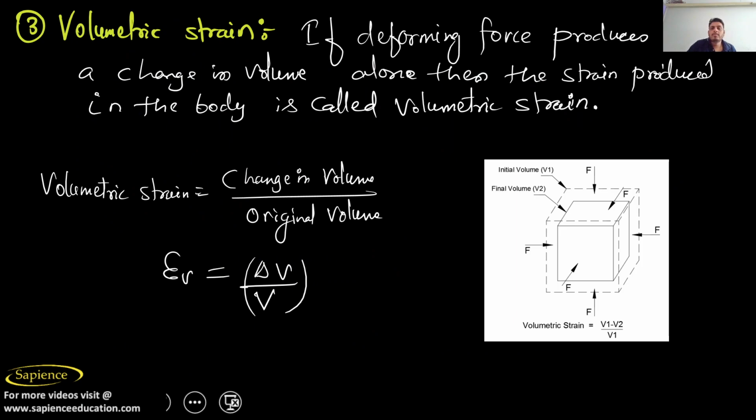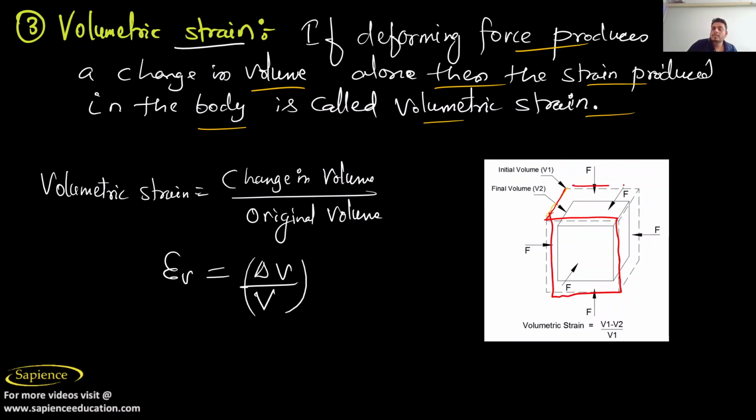Now I am talking about volumetric strain. What is volumetric strain? If the deforming force produces a change in volume alone, then the strain produced in the body is called volumetric strain. See this dotted structure: earlier it was solid like this. Now force is being applied from all sides. What is happening? Volume has been changed. So let us consider the initial volume was V, the final volume was V dash, and the change in volume was del V.